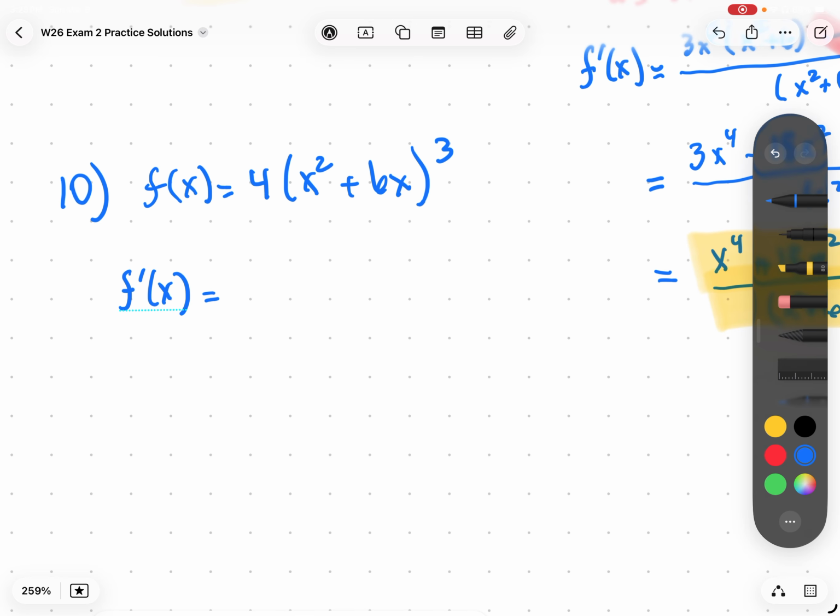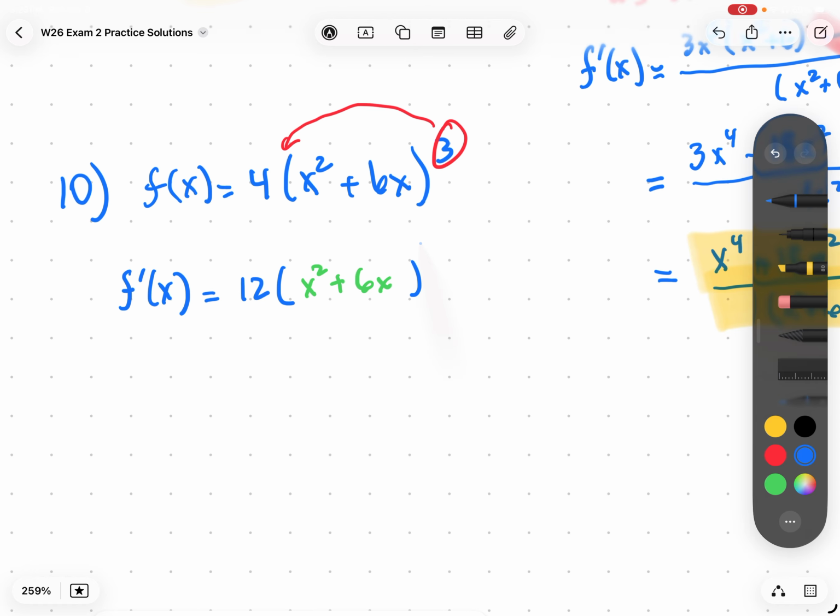So the first thing we're going to do is deal with this exponent here. As you know, when you're doing a power rule, you bring it down and you multiply it by the 4. So this is going to be 12 times the quantity. And then this is important: don't mess with the x squared plus 6x. We're not messing with that right now.